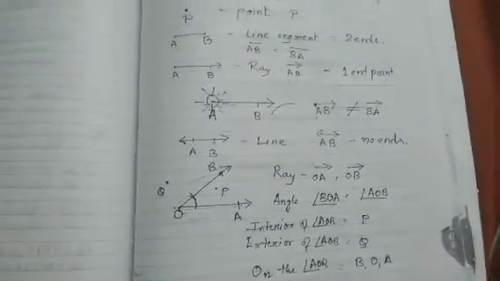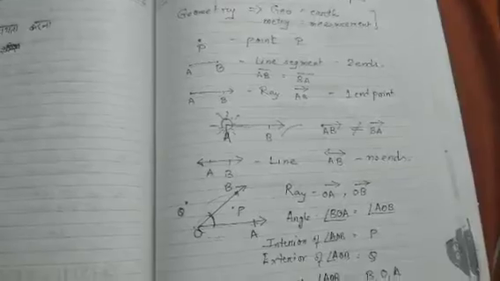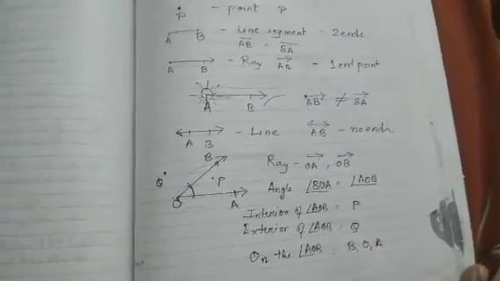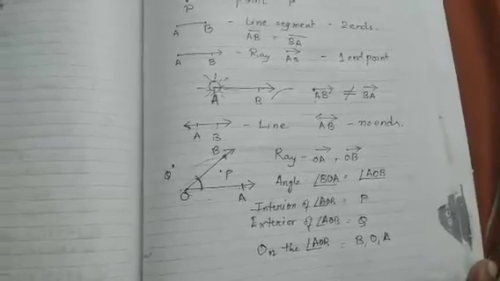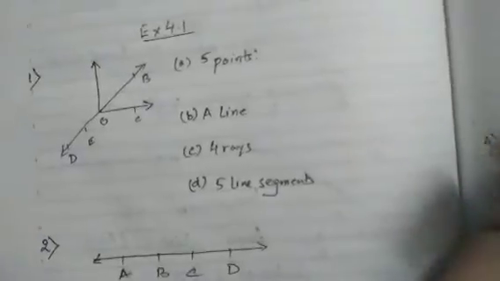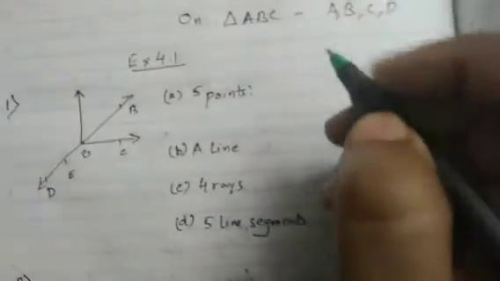Friends, welcome. We had earlier discussed the basic geometrical shapes: the point, line segments, ray, angle, interior and exterior, and also the triangles. Now we will come to exercise 4.1. I've written out the questions earlier.